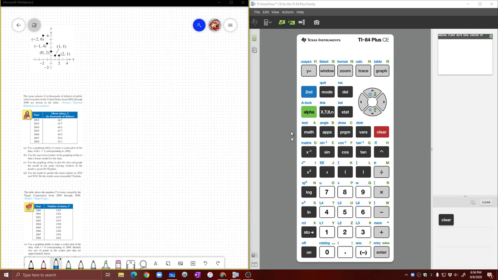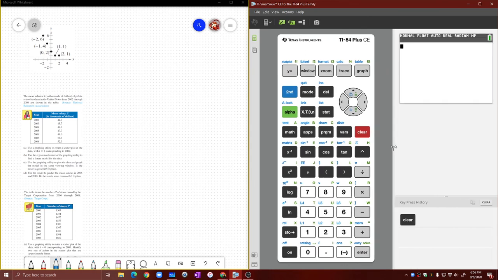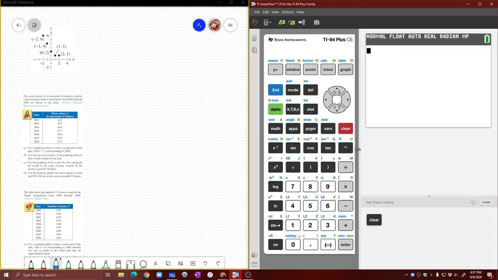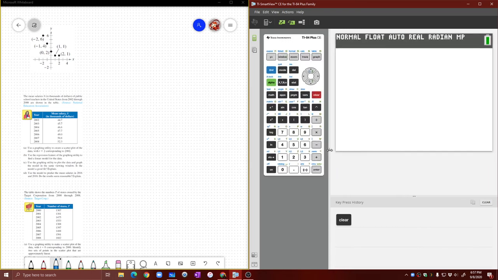So I got my handy dandy graphing calculator here off to the side, and I have my problems over to the left. So let's go ahead and we'll start with number 16. Let me just widen this out so I can see more of the output. All right, so we were asked to come up with the line of best fit for these points.